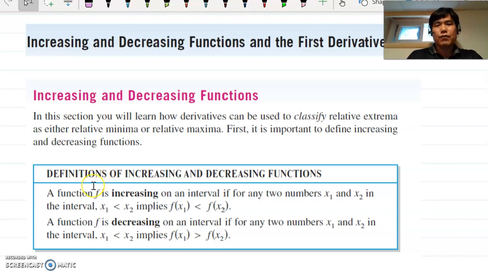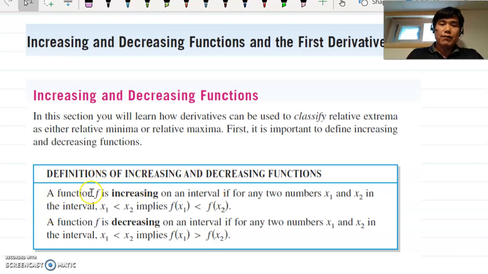Increasing and decreasing functions and the first derivative test. So in this section, we will talk about how the derivative can be used to classify the relative extrema as either minimum or maximum, basically.